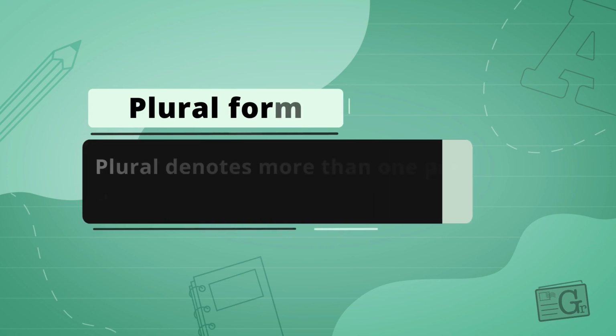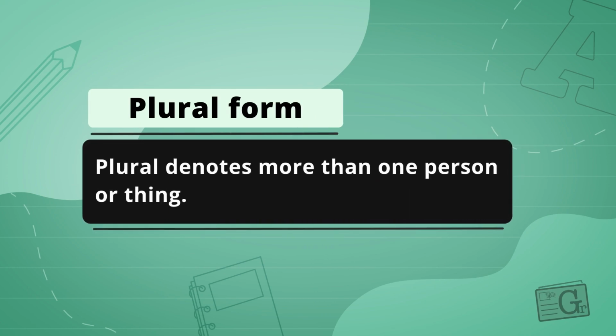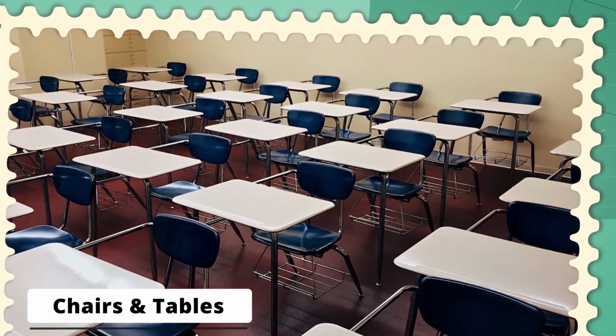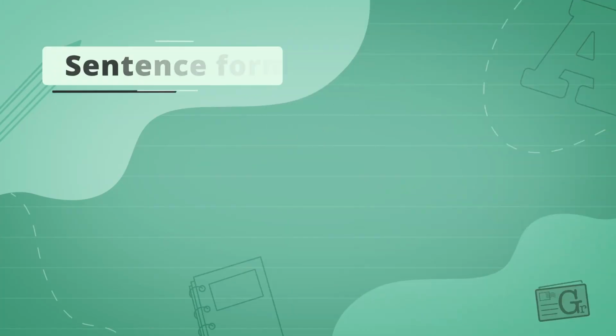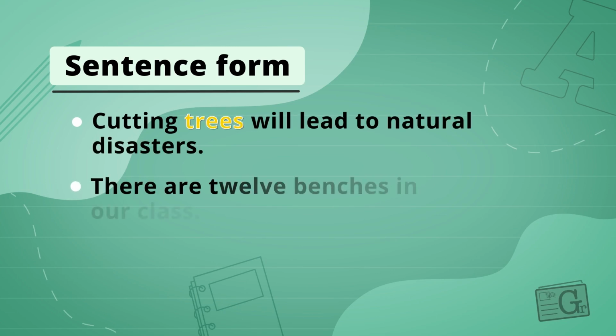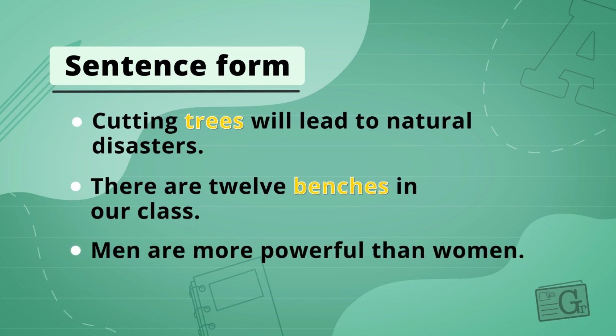Next, plural form denotes more than one person or thing. For example, men, trees, chairs, tables, and so on. In the sentence: Cutting trees will lead to natural disasters. There are 12 benches in our class. Men are more powerful than women. In the third sentence, both men and women are the plural forms.